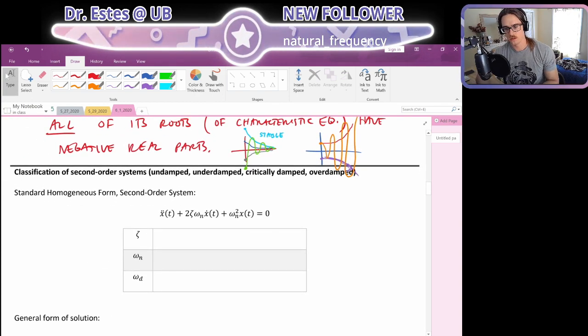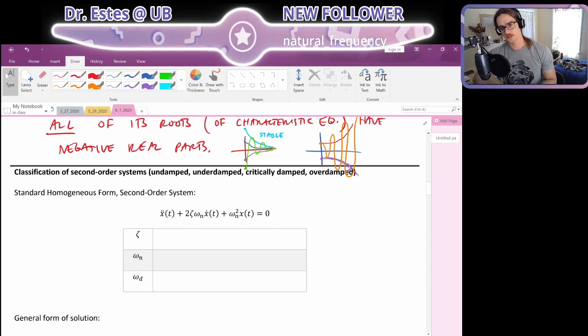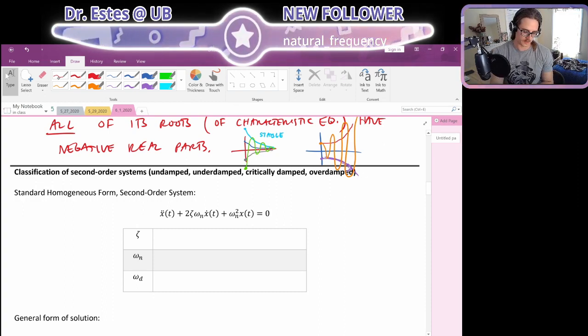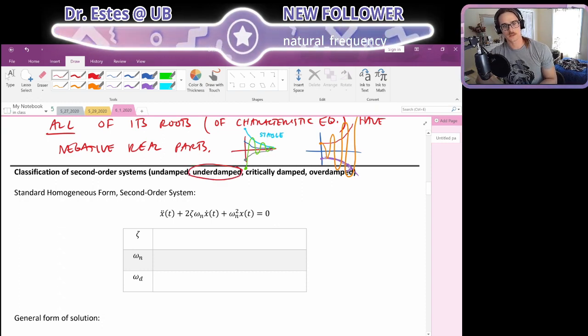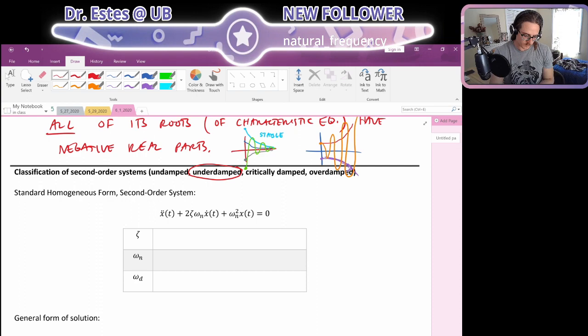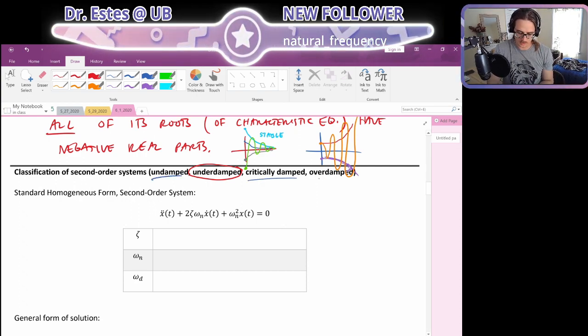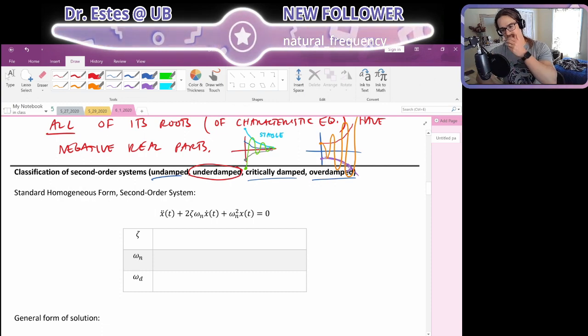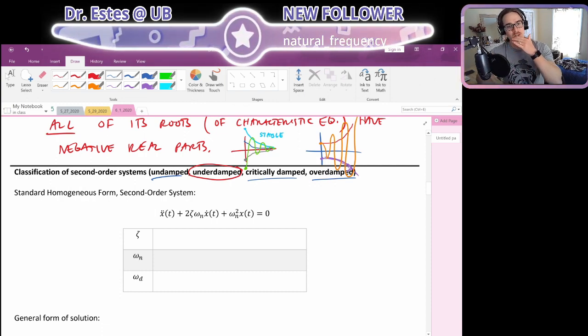Today, we're going to get into more details about second order systems. So far, I've only showed you an underdamped second order system, a pendulum. And so you have an idea in your mind of what its behavior looks like. But there's 3 other types: undamped, critically damped, and overdamped. So I want to introduce those to you today.